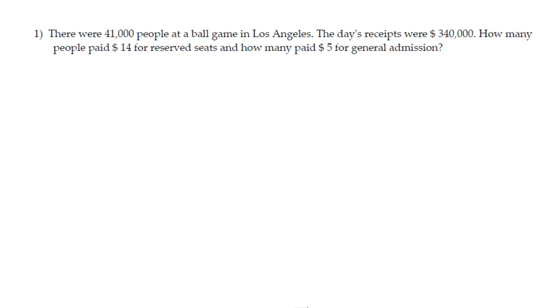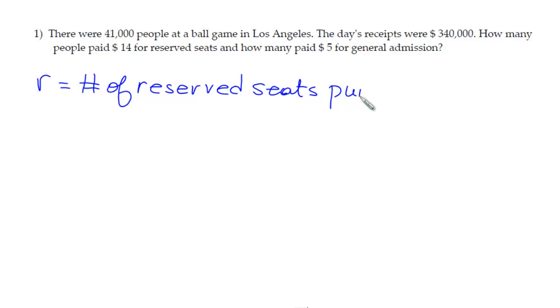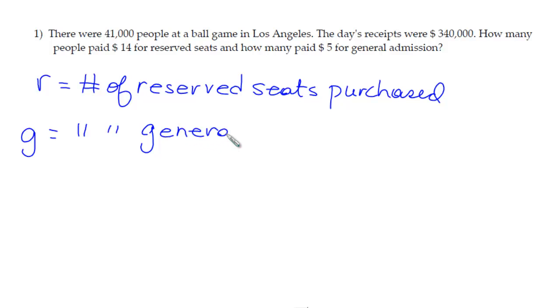Okay, so first thing we really need to do is define our variables, and we might choose to use R for the number of reserved seats purchased. And we'll use G for the number of general seats purchased. Okay, so there are two constraints or conditions that we need to meet.